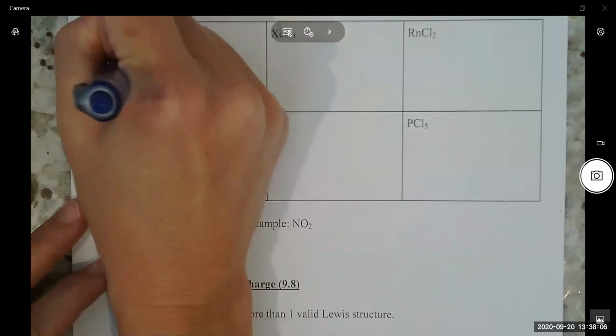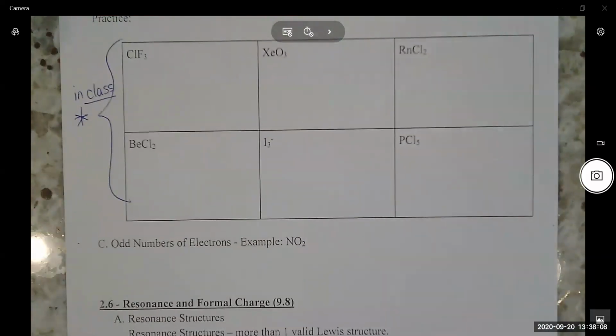That's really it, you guys. When we come back to class, there's some practice here for expanded octets. We're going to do these in class also. So you don't have to worry about doing those. If you want to get a head start and just kind of think through this, you are welcome to do that, but you are going to be given time in class to do that as well. So that's Lewis structures. We're going to do a lot of drawing Lewis structures in class next time. So have a good day, you guys, and I will see you in class.